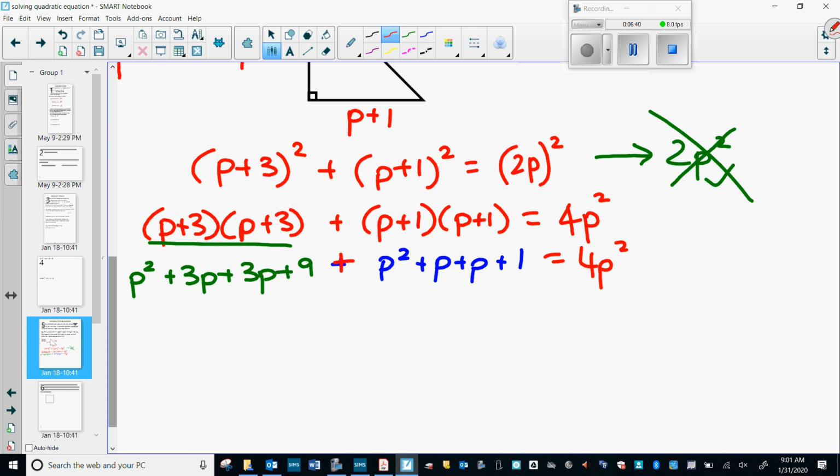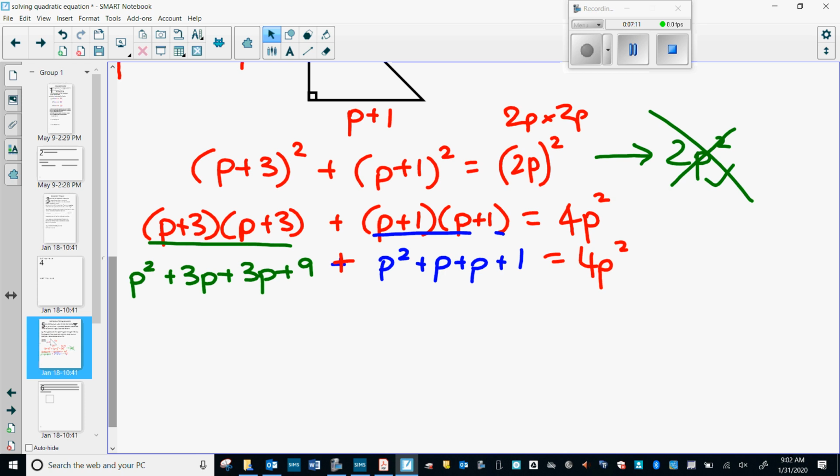So there, my brackets are expanded. Wait, where did we get the 4 from? 2p all squared, so that means 2p times 2p, 2 times 2 multiplied by p squared. Oh yes, sorry. Okay, so what should we do now?